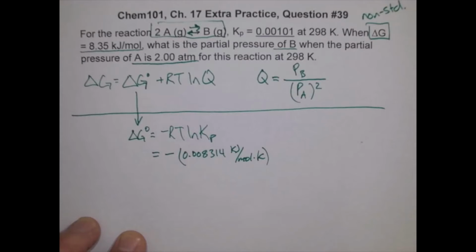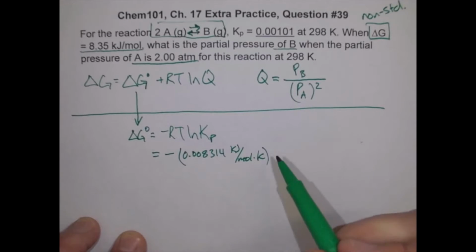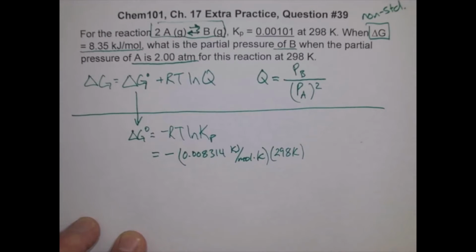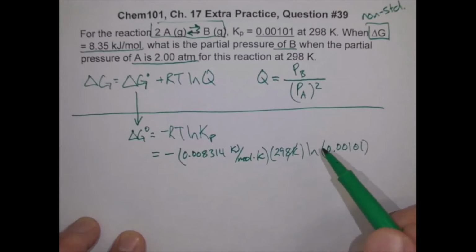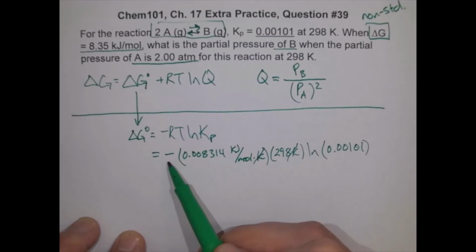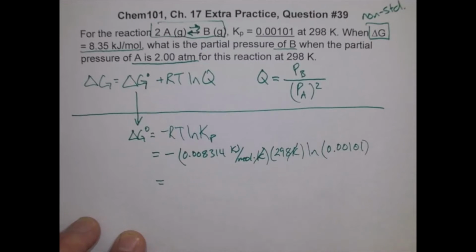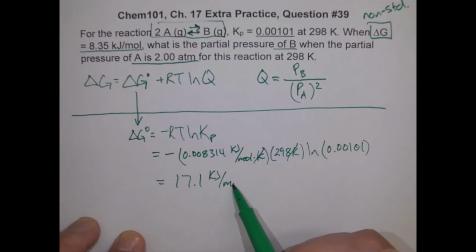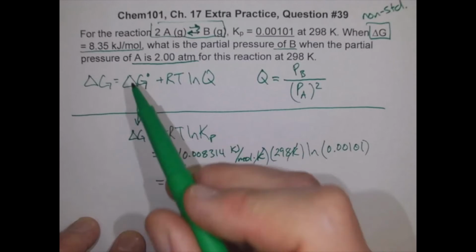And that number you don't need to know. The 8.314 joules per mole Kelvin is on your equation sheet. We're going to multiply that times the temperature, which we're given is 298 Kelvin, and we're going to multiply that times the natural log of the equilibrium constant, which we're given, 0.00101. Now some of your units will cancel. We got Kelvin over Kelvin, and don't forget the negative in there. When you do all that math, you get a value of 17.1 kilojoules per mole. So that is our delta G under standard conditions.